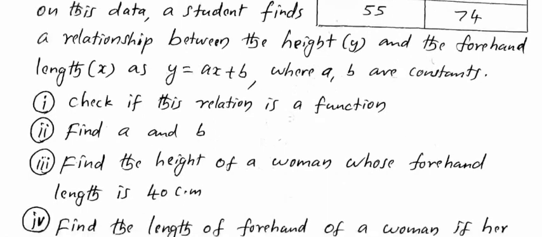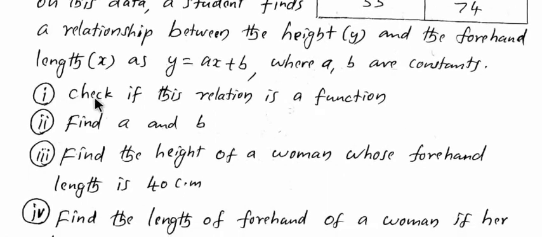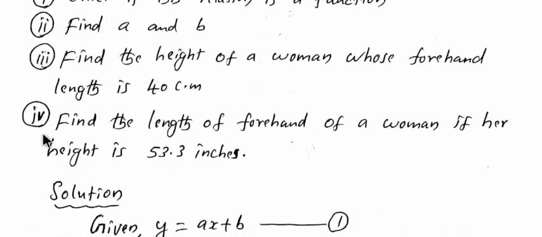1. Check if this relation is a function. 2. Find a and b. 3. Find the height of a woman whose forehand length is 40 cm. 4. Find the length of forehand of a woman if her height is 53.3 inches.